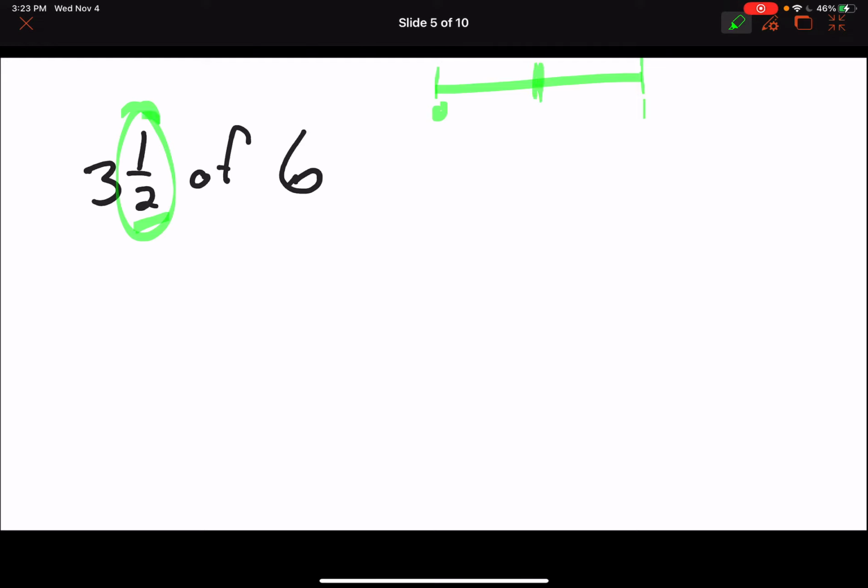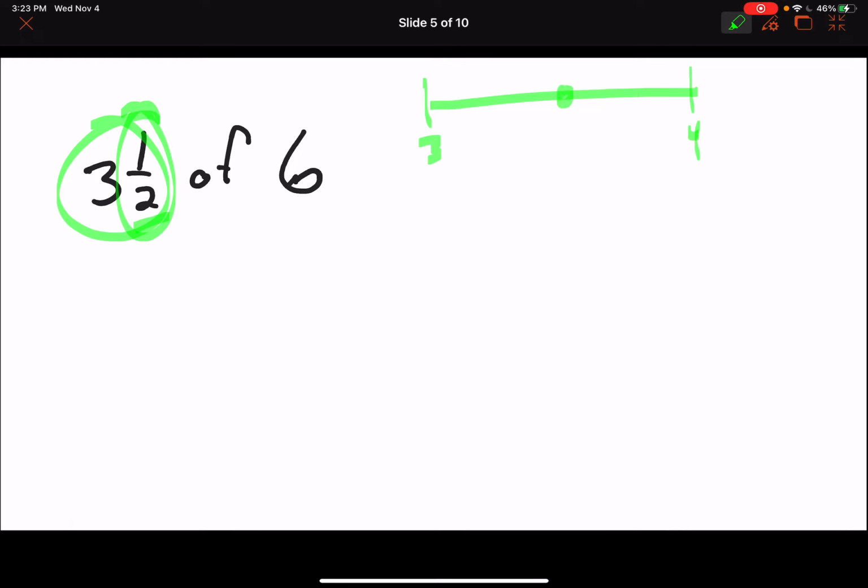So now I'm going to try to think about 3 1/2. What numbers would that be between? It's definitely not going to be between 0 and 1 anymore. It is going to be in between 3 and 4, and it's going to sit right there in the middle. So 3 1/2 is halfway in between 3 and 4. So if I think about 3 times 6 and 4 times 6, 3 times 6 is going to be 18, and 4 times 6 is going to be 24.